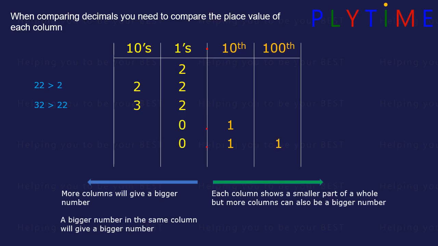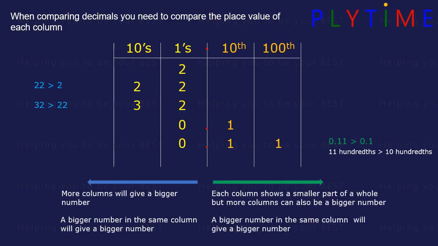0.1 compared to 0.11. 0.11 is greater than 0.1. We've got 11 hundredths compared to 10 hundredths. 11 hundredths is greater than 10 hundredths. A bigger number in the same column will also give a bigger number. So 0.12 is greater than 0.11, or 12 hundredths is greater than 11 hundredths.